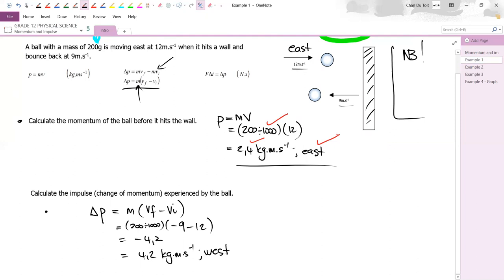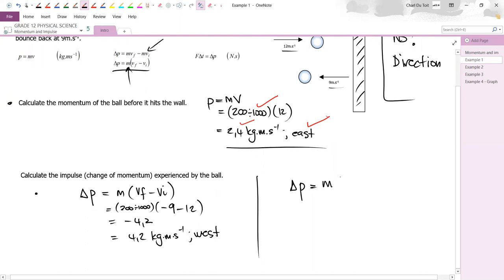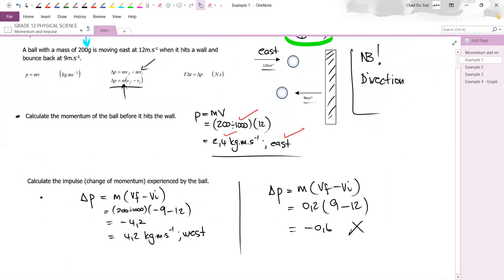NB direction. Because in these sums, if you don't get the direction right, you're not going to know it. Look, I'm going to quickly make a mistake here. Delta P is m, v final minus v initial. If you've done 0.2 and you've said that the final velocity is 9 minus 12, you would have got another answer, which is totally wrong. It's -0.6. That is wrong. But you would not have known it because there's nothing that tells you what the momentum change would be. You would have written here 0.6 kilograms meters per second, but you would not have known if that's a correct answer. So what's important in these sums: if you don't get the direction right, then you are going to lose a lot of marks without knowing it. Okay, important. So that's a very important note that you have to make.